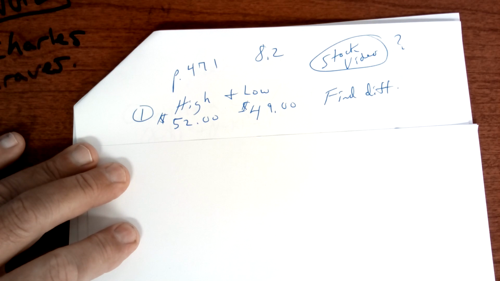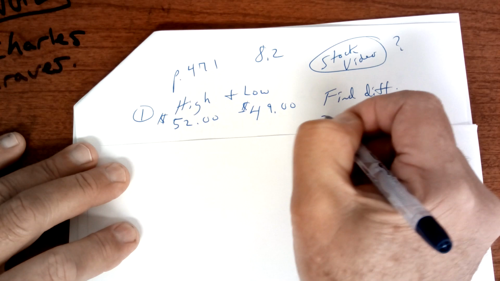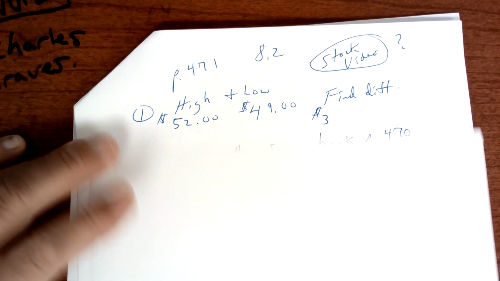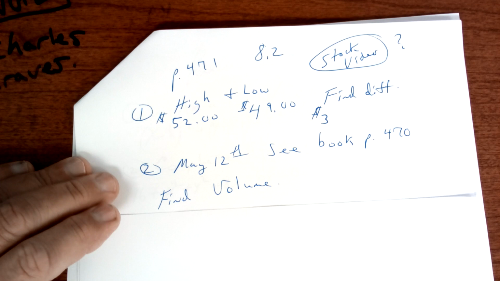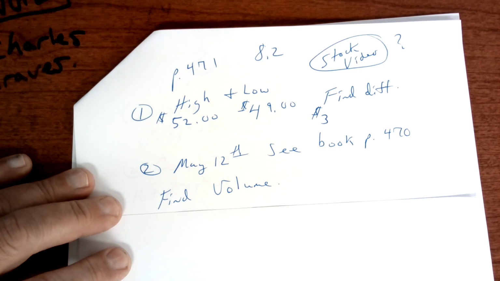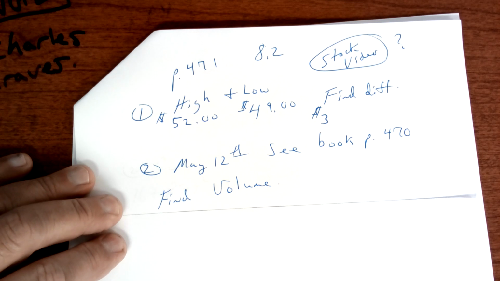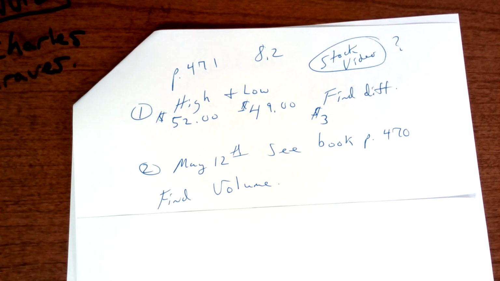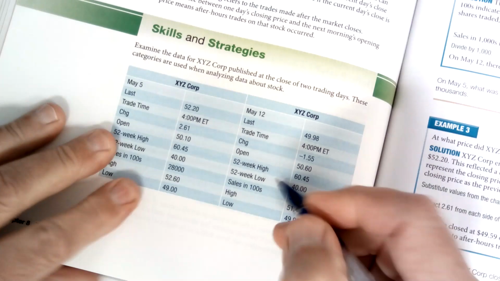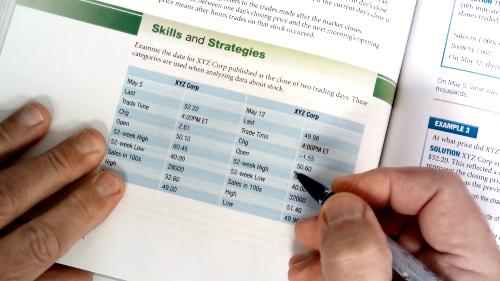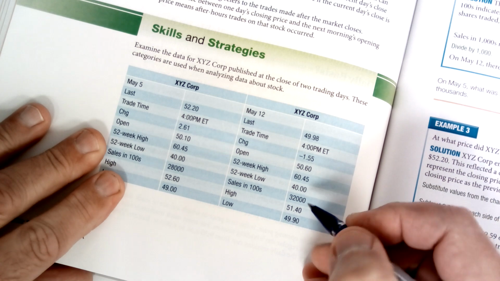You have a high and a low. Find the difference. Well, there's a $3 difference between the high and the low. Okay, so May 12th, you're going to have to look at the book. Find the volume. I'm not sure what it is, so we'll grab the book. On page 470 on May 12th, look right here. On May 12th, the volume is right here.